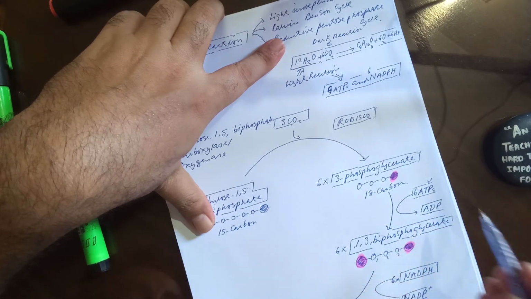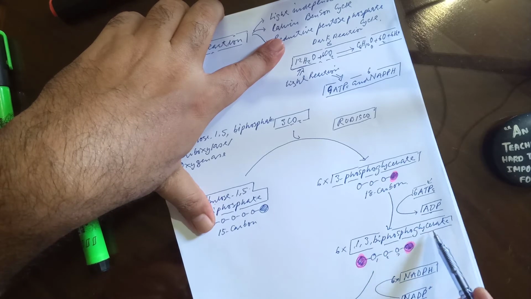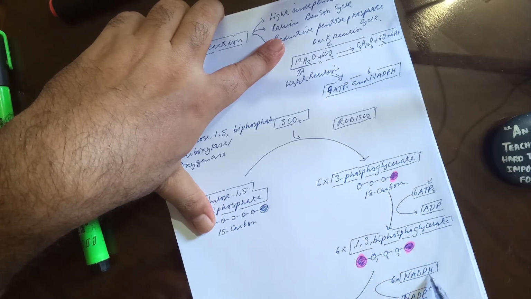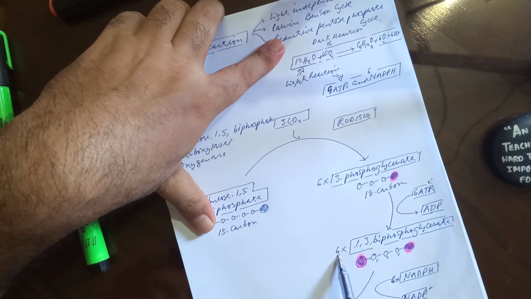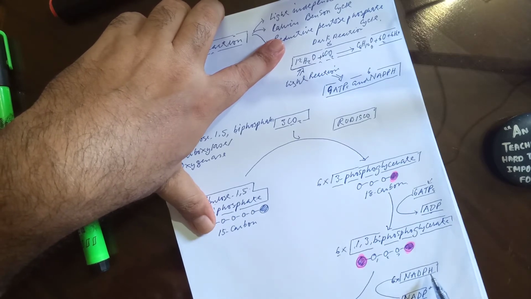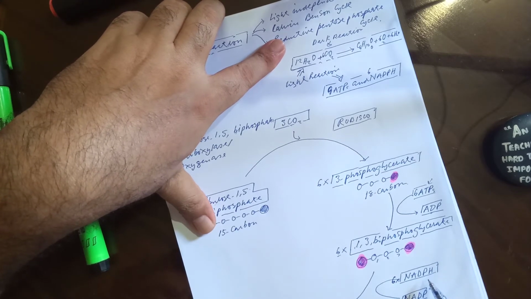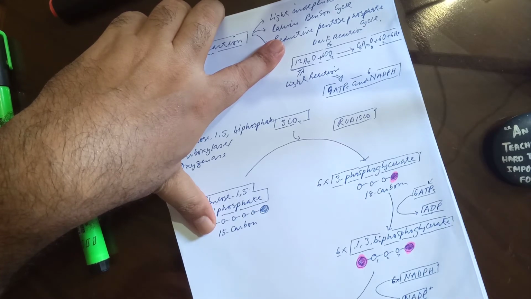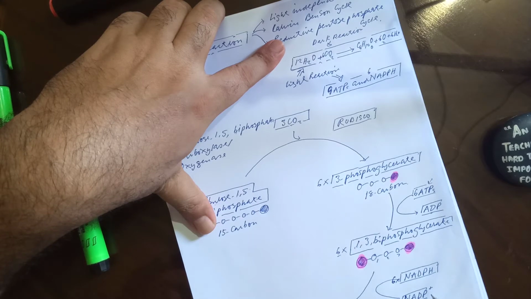So what do I have? I have 1,3-biphosphoglycerate now being reduced by NADPHs, and certainly there are 6 1,3-biphosphoglycerate. So in order to reduce 6 1,3-biphosphoglycerate, we needed 6 NADPHs. And we did get 6 NADPHs from the light reaction of the photosynthesis, the first half of the photosynthesis. How many NADPs do you get here? 6.